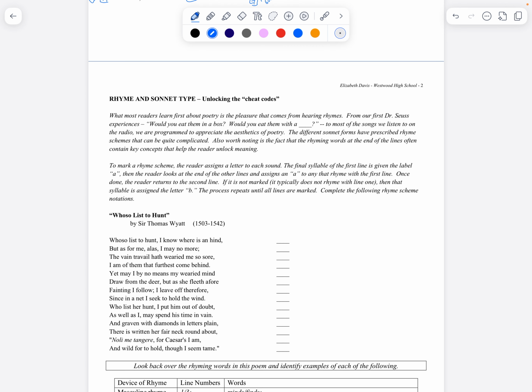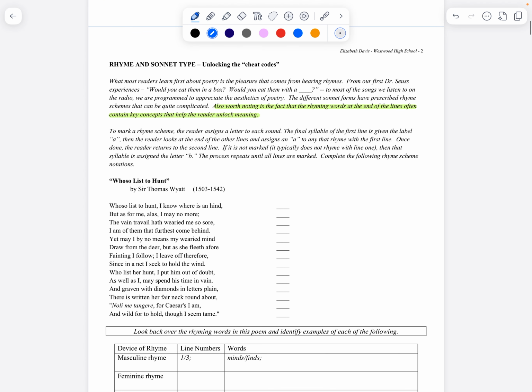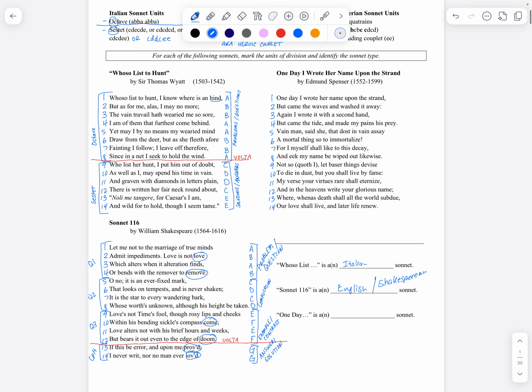Also worth noting, as it relates to sonnets, is this very important fact right here, that rhyming words at the end of lines often contain key elements that help the reader unlock meaning. And we'll talk about that later when we talk about diction, okay? To mark a rhyme scheme, the reader assigns a letter to each sound. The final syllable of the first line is given the letter A, and then the reader, we've already done this. I've already explained this. But let's go ahead and put that down on paper here, okay?